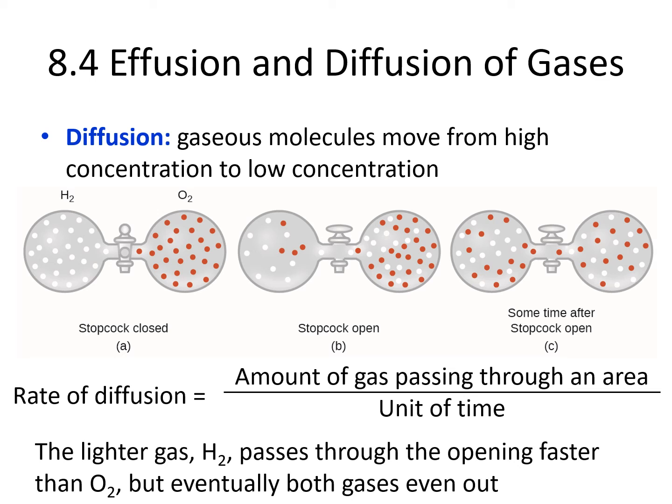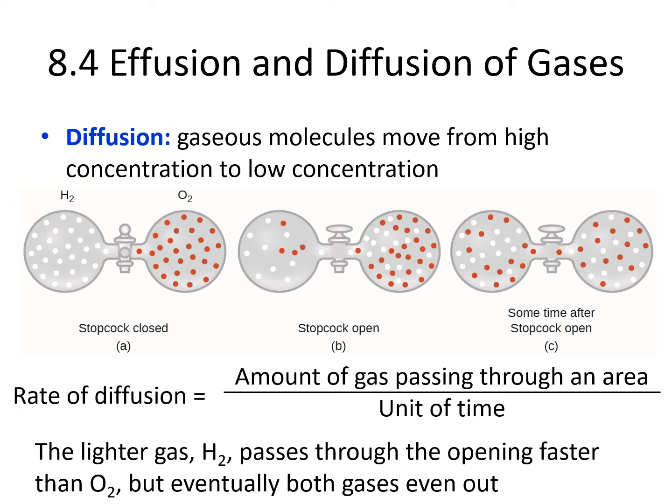For the rest of the chapter, we're going to be talking about some properties of gases. One property is diffusion. Molecules of gases are going to move from areas of high concentration of that particular gas to areas of low concentration of that gas. Let's say we start with two gases, hydrogen and oxygen, and they're separated from each other with a stopcock. Then we open it up and allow them to start mixing together.